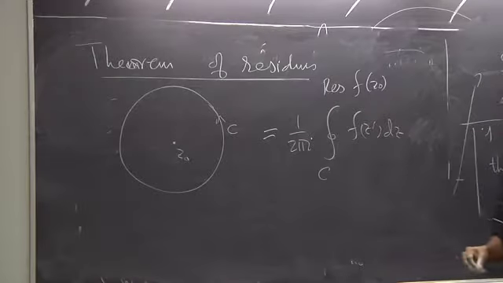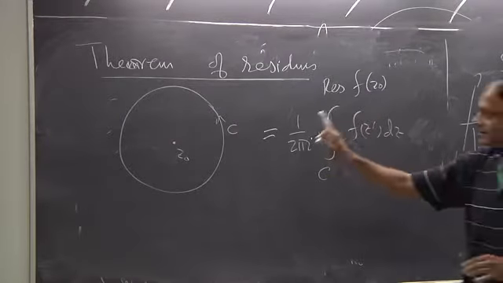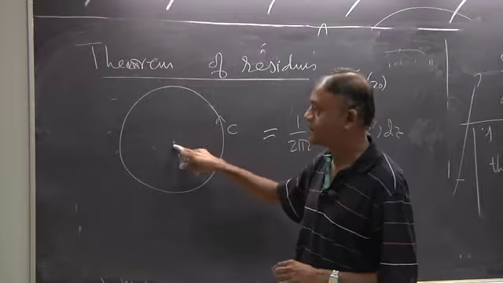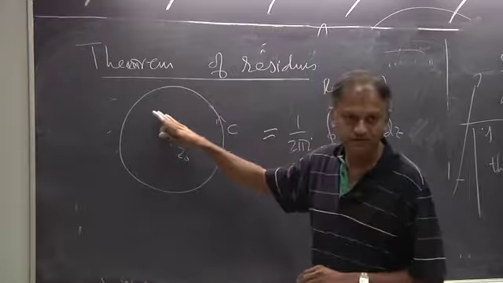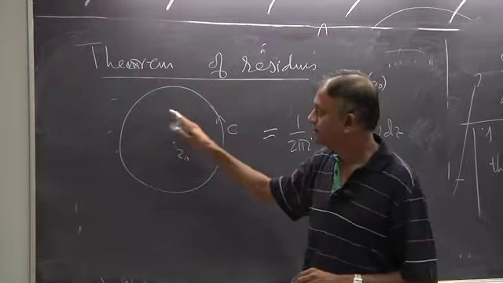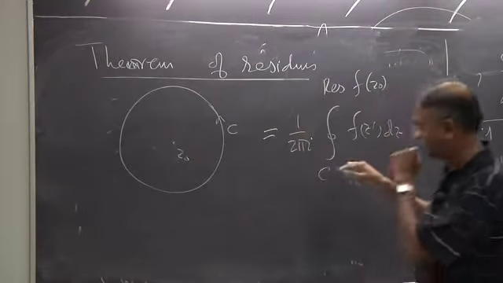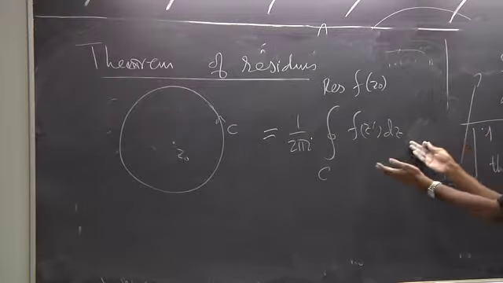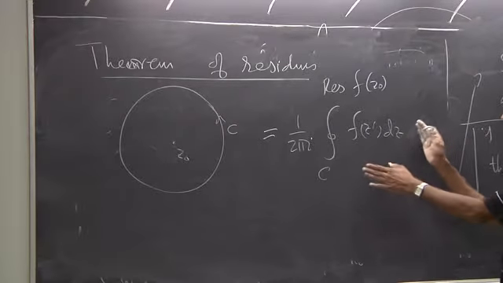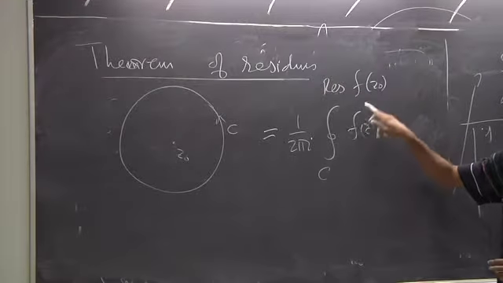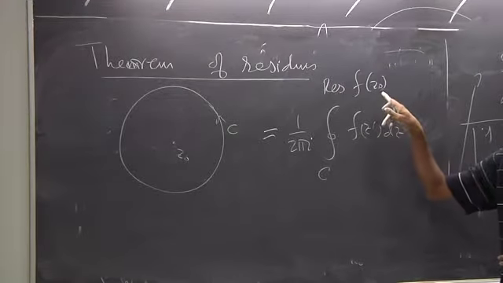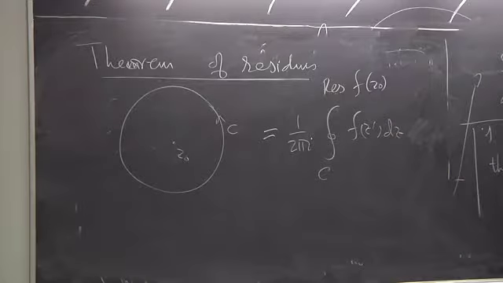So again, what is the picture? I'm saying z0 is an isolated singularity, and there is no other point where the function is singular. So this contour integral is going to give something, maybe 0, maybe not 0, but whatever it is, by definition it is called the residue of this function f at z0. Now let's try to calculate this.